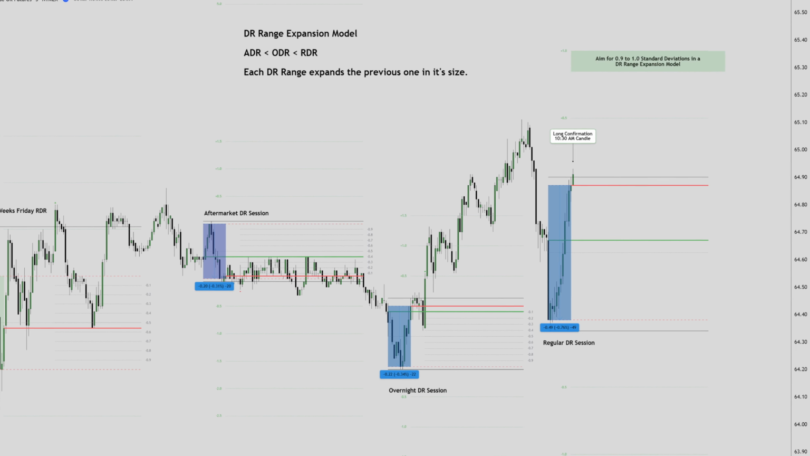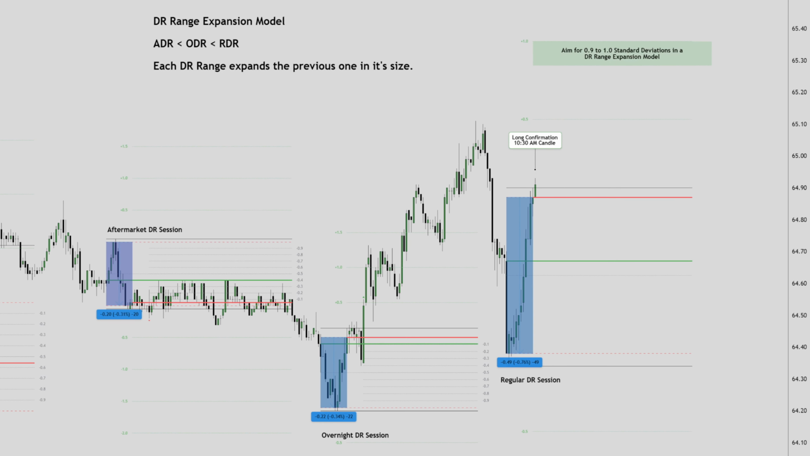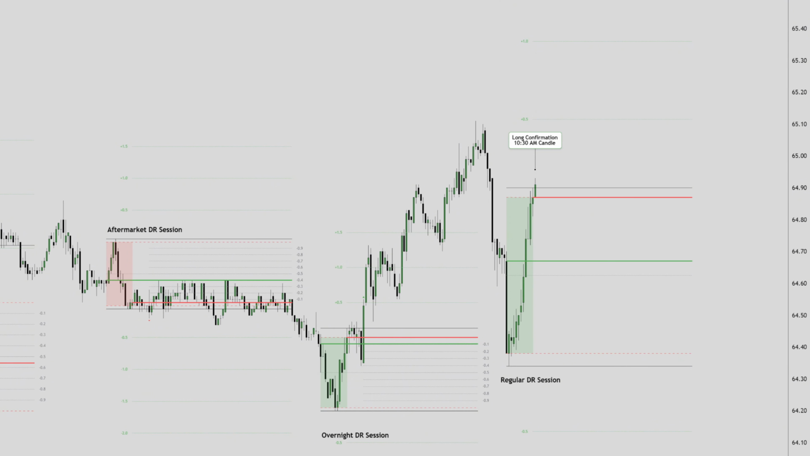Right after the box has formed, the confirmation happens to the long direction with the 10:30 a.m. candle. Extra bonus here, the DR box is green, indicated by the closing price being higher than the opening price.